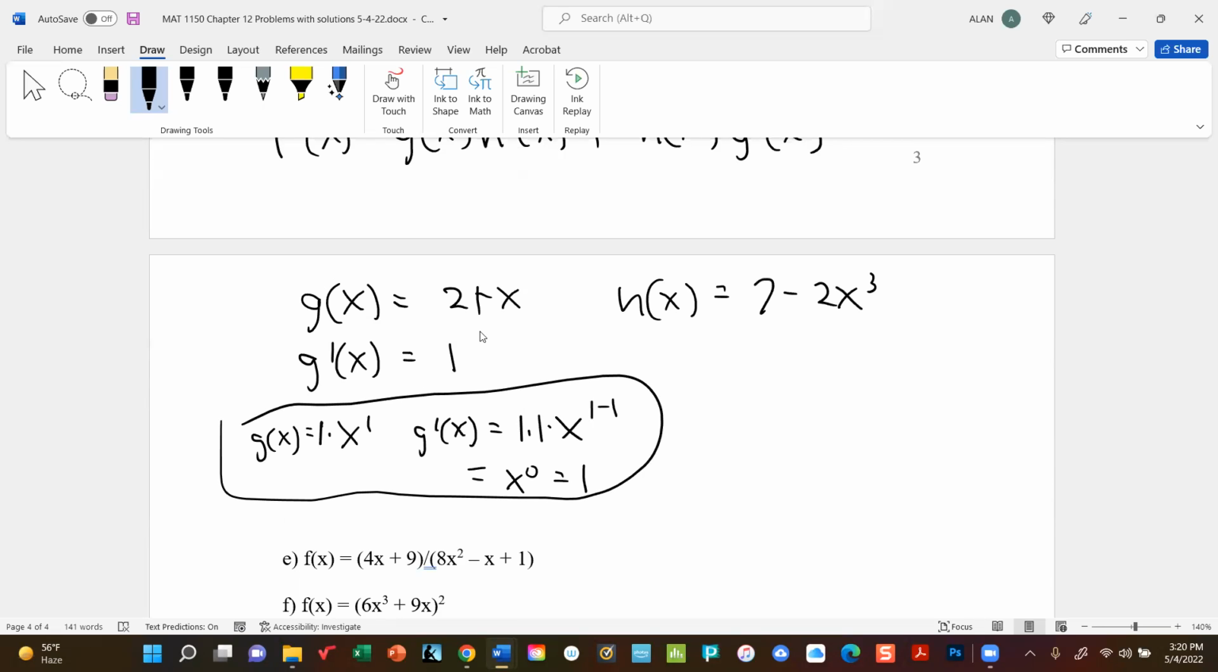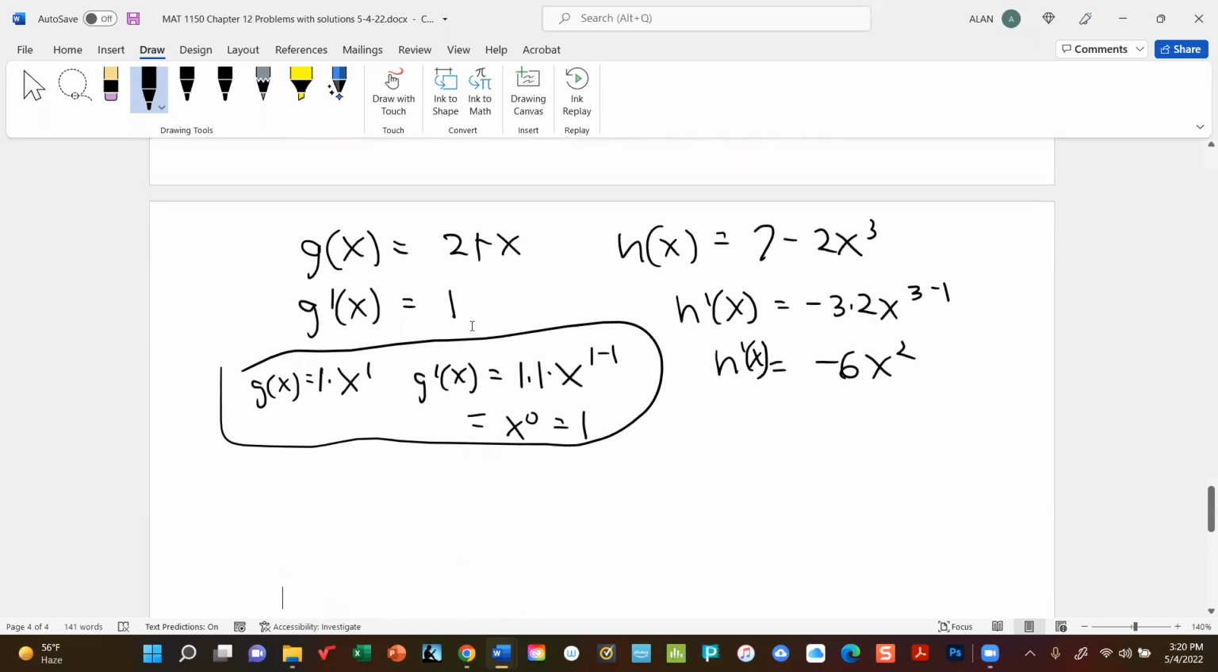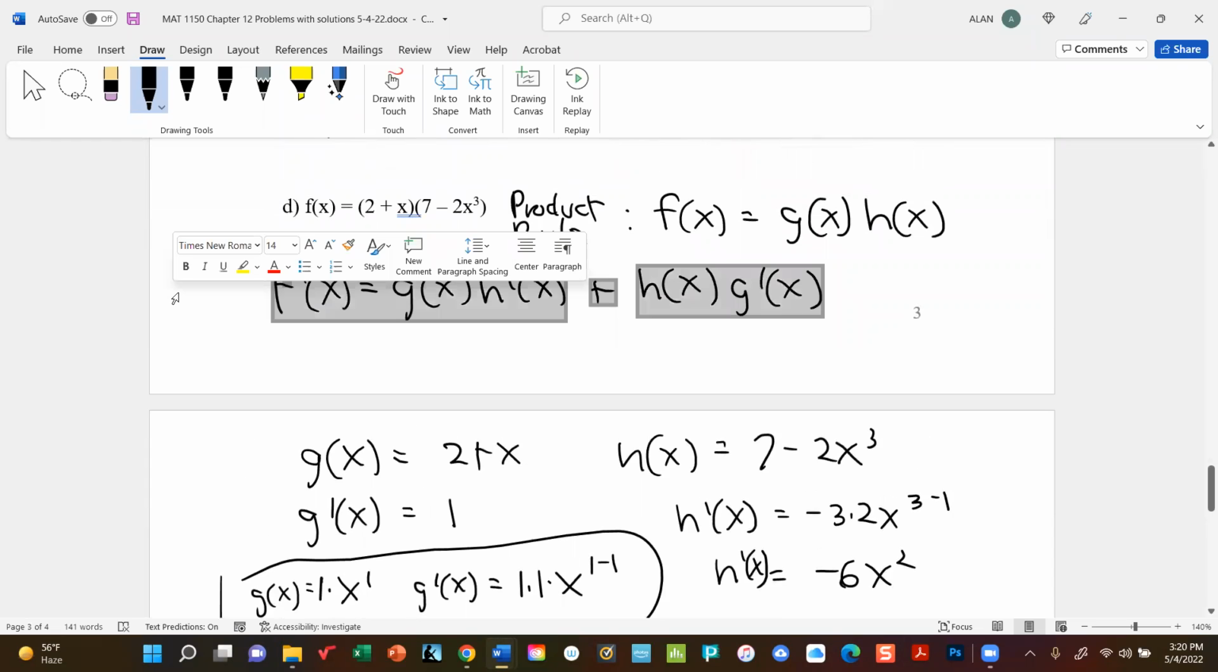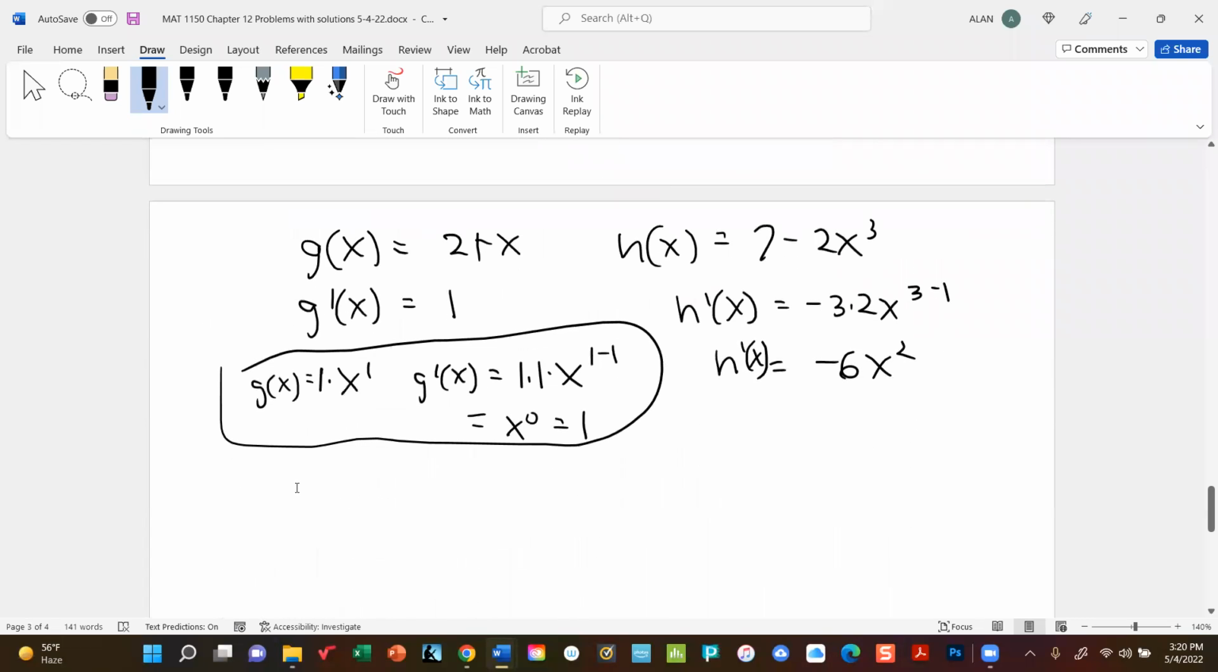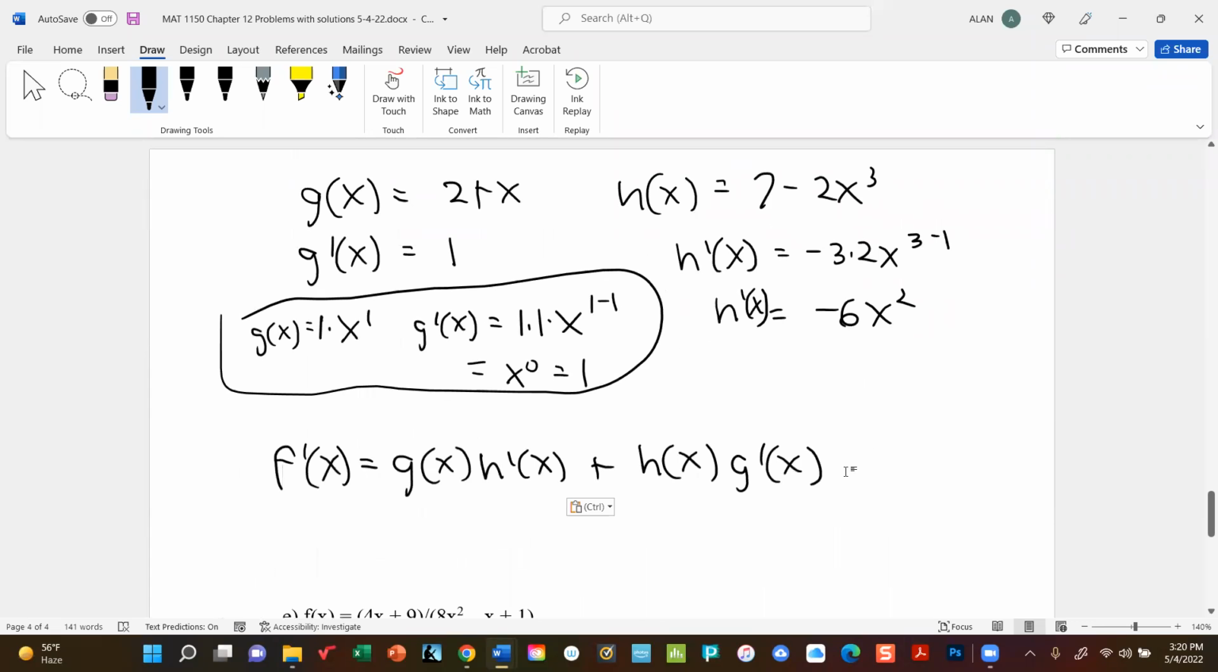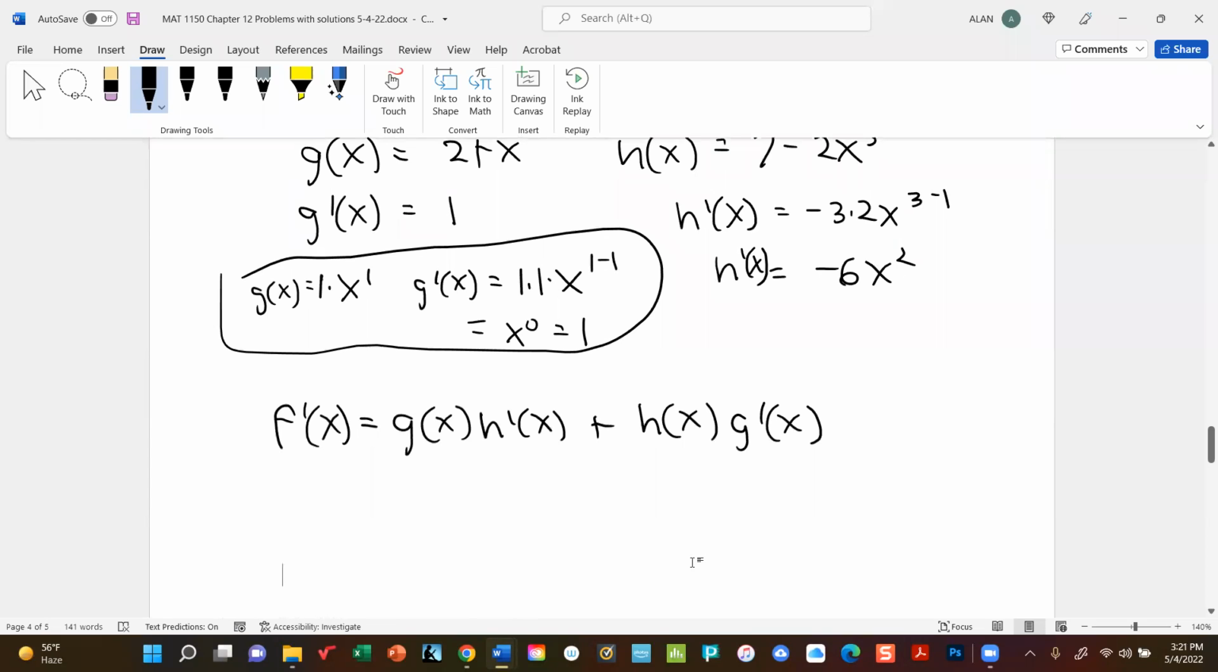Now, over here on this side, h prime of x, the 7 just drops out. So we end up with minus 3 times 2 times x to the 3 minus 1, minus 6x squared. Well, now it's just a question of substituting into this definition. And so we'll just plug away. Now, you don't have to bother simplifying it too much, unless it's really straightforward. You can just leave it the way it is. You'll see what I mean in a second.